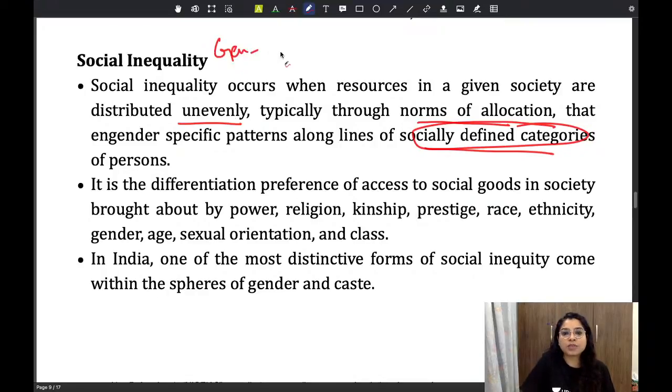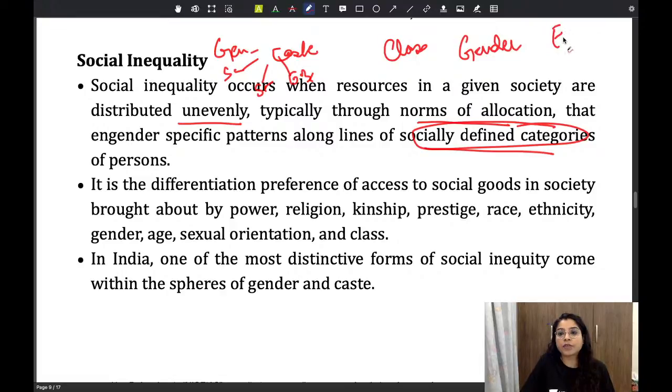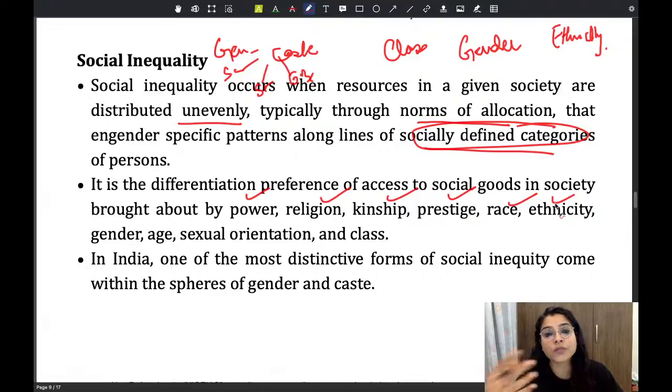You have categories in terms of caste, right? General, SC, ST, OBC, right? You have categories in terms of class, gender, ethnicity. So what are all these? These are socially defined categories, and within this, how resources are unequally distributed, you have to study that, right? In differentiation of preferences of access to social goods, we study in terms of power, religion, kinship, prestige, race, ethnicities. All these are socially defined categories on the basis of which you see inequalities in the society, right?